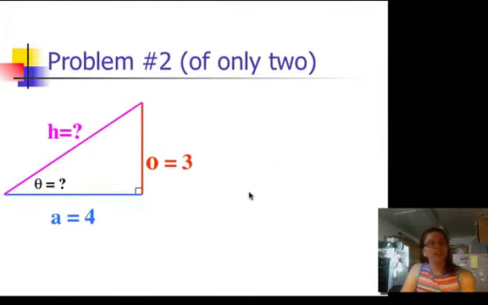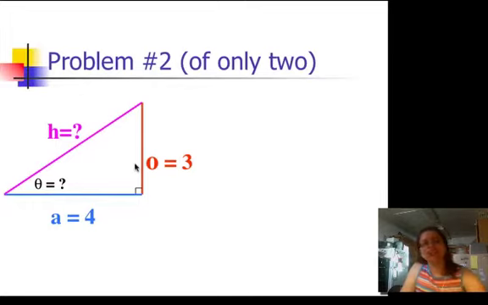Okay, so let's try this one. We have the adjacent and the opposite, and I want you to find the hypotenuse and the angle. So take a moment, pause it, and try this problem. Okay, we're back. I hope you guys all solved it.